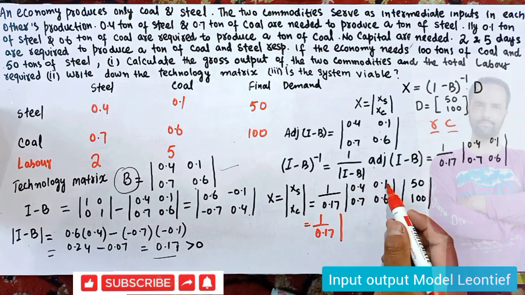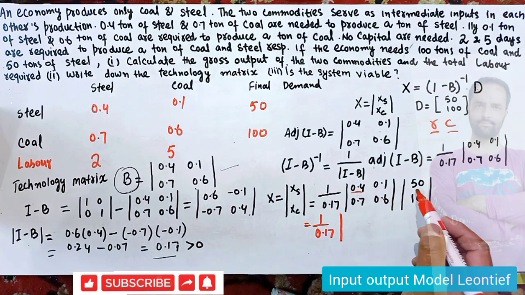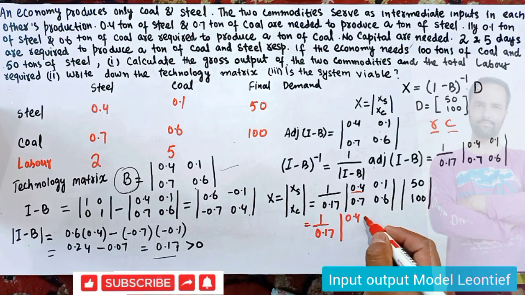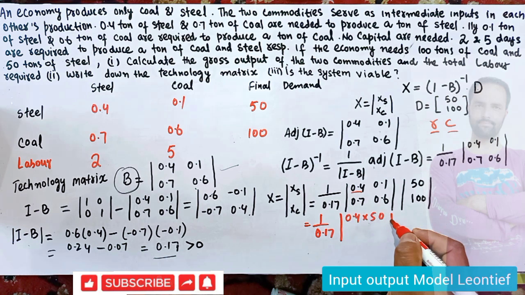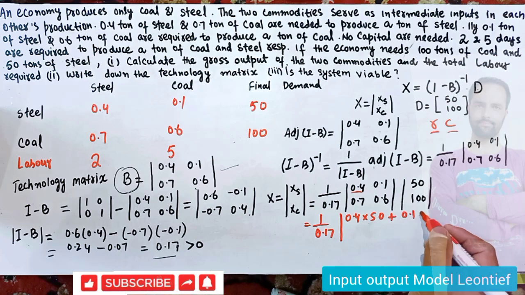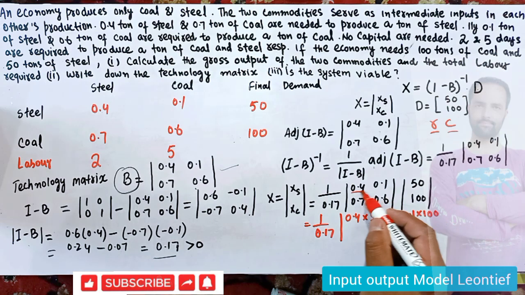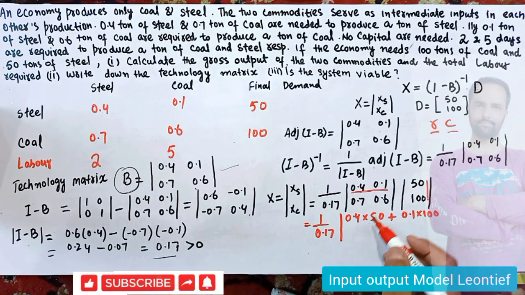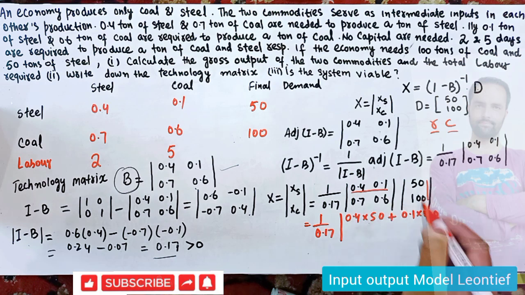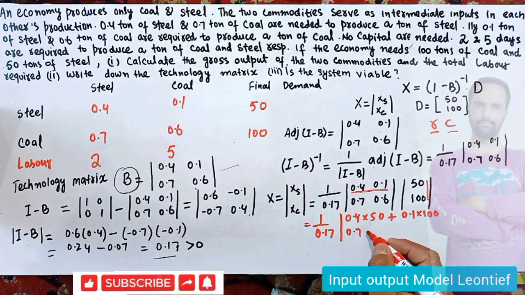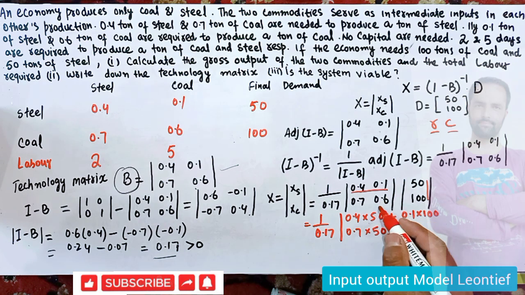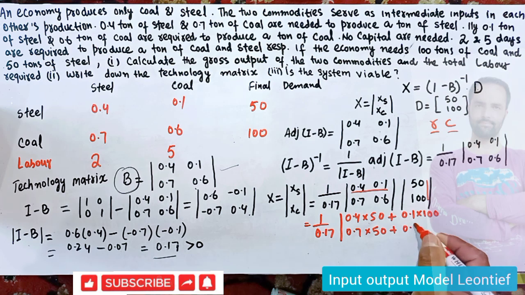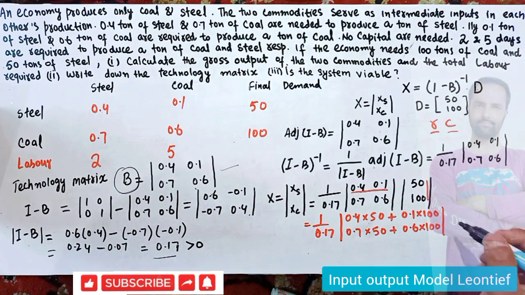Now multiplying each row with its column, we have 0.4 into 50 plus 0.1 into 100. Multiplying this row with this column, then this row again with this column, that is 0.7 into 50 plus 0.6 into 100. When you solve, this will come out to be like this.